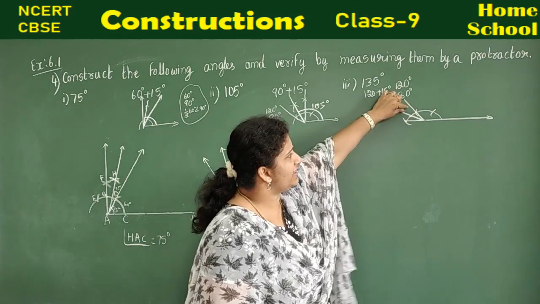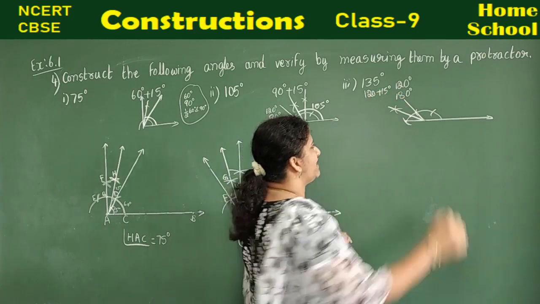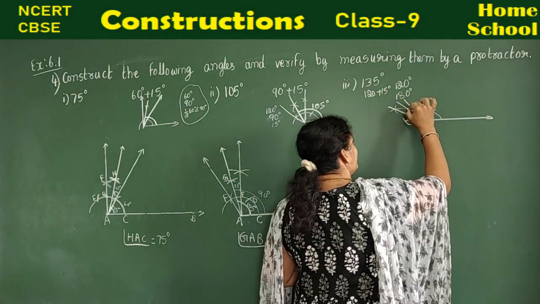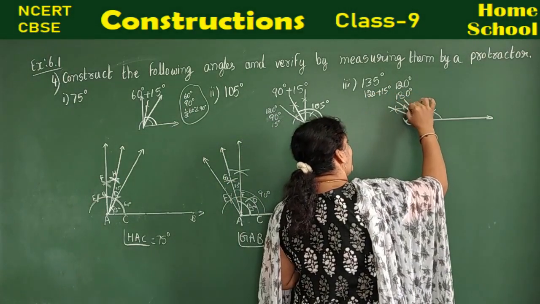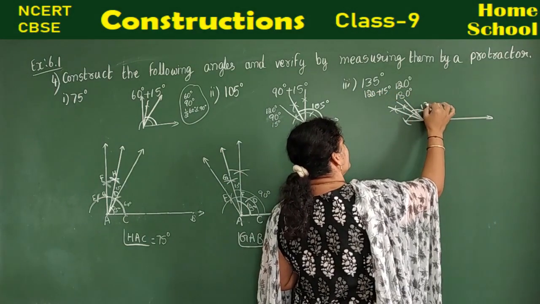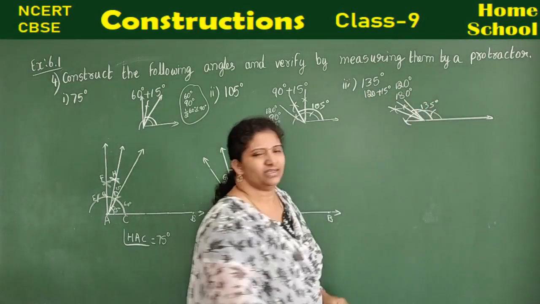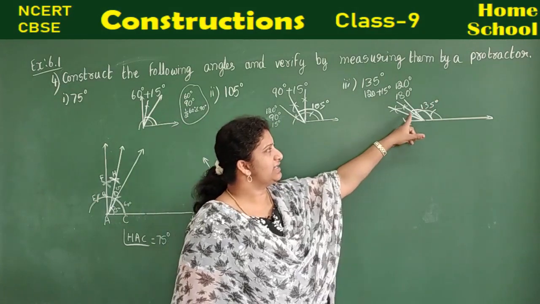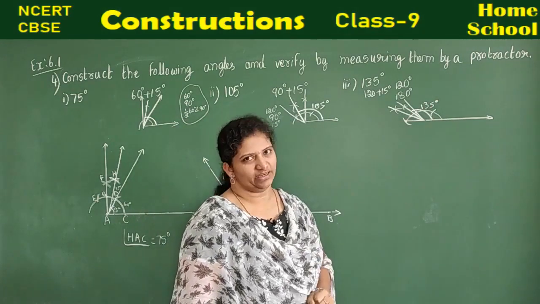So again, this 30 degree, you need to bisect. So again try to bisect, more than half, try to bisect. So now this angle is 135 degree. Now the angle so created is 135 degree.